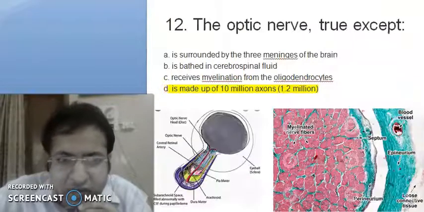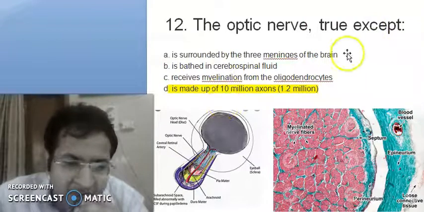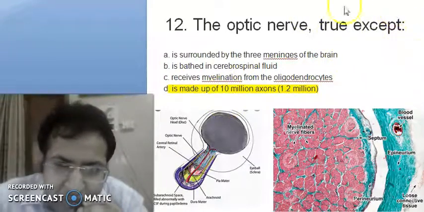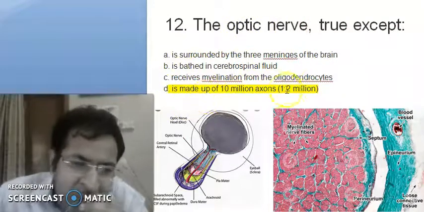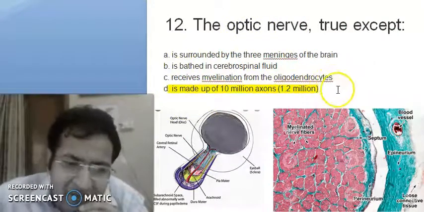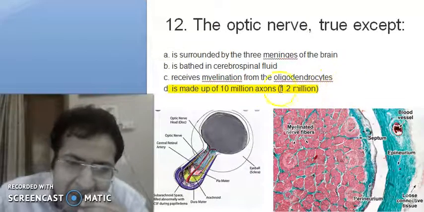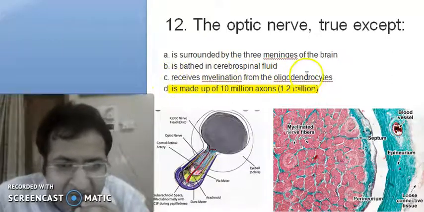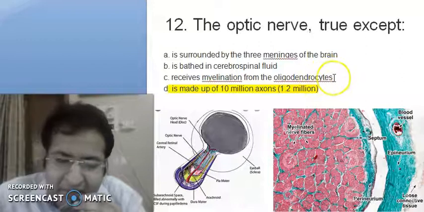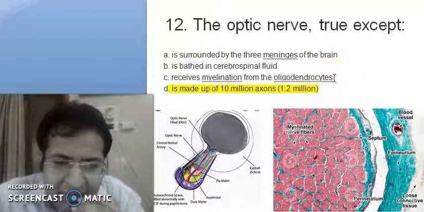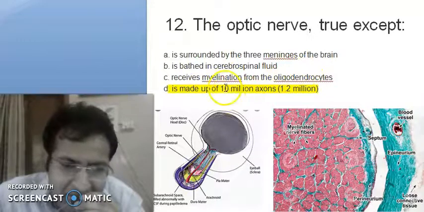The next question was, the optic nerve is true in all except. Always see the questions carefully. You have to look at the word except. The optic nerve is made up of just 1.2 million retinal ganglion cell fibers, whose axons are a part of the optic nerve. It receives myelination from the oligodendrocytes. It is clear because this nerve is a central nervous system nerve. So the oligodendrocytes give the myelination to this nerve.